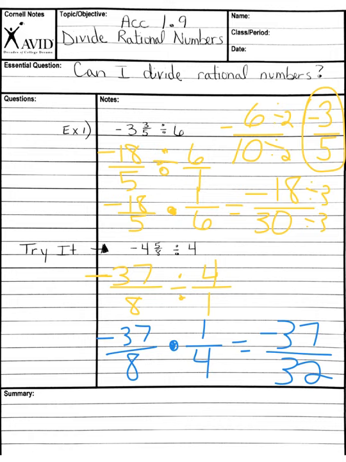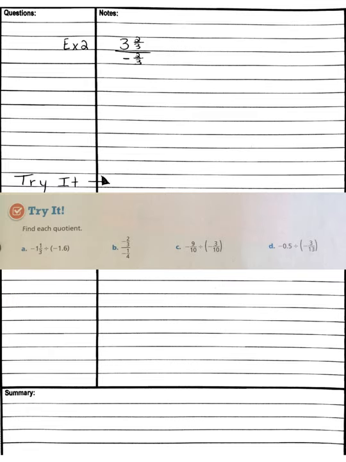Now that's an improper fraction. We could write that as negative 1, since 32 goes into 37 one time, and you have 5/32 left over. So again, the processes are the same. We just need to be very careful. Same sign means it's positive. Different signs means the answer will be negative.